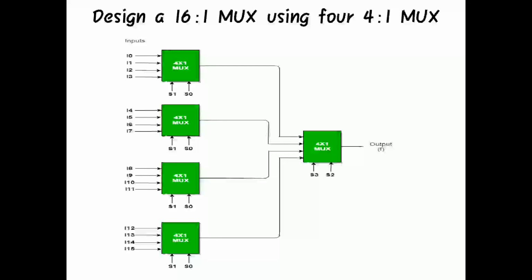I is input. For these multiplexers, we have two select inputs. Finally, I'll be getting 4 outputs. The 4 outputs are connected to a single multiplexer, again a 4:1 multiplexer only, with 2 select inputs S3 and S2 to get one single output.